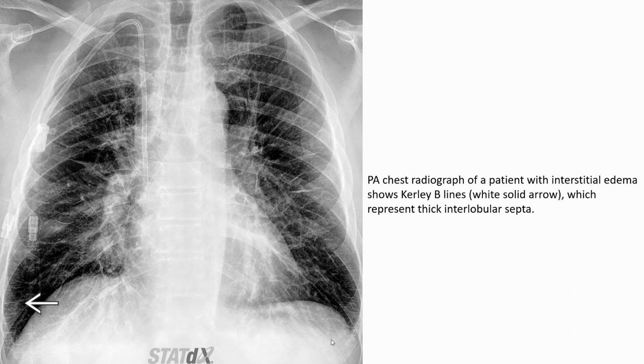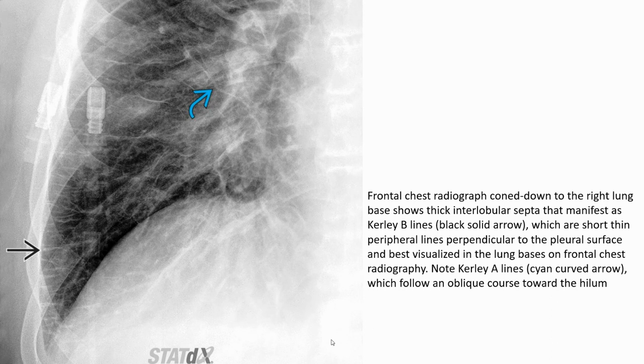This shows a radiograph with Kerley B lines, which represent thickened interlobular septa. Thick interlobular septum manifests as Kerley B lines, which are short thin peripheral lines perpendicular to the pleural surface and best visualized in the lung base on frontal chest radiograph.